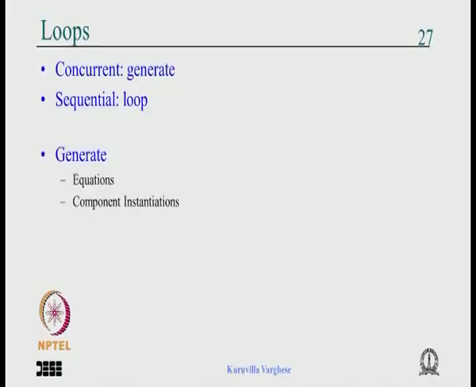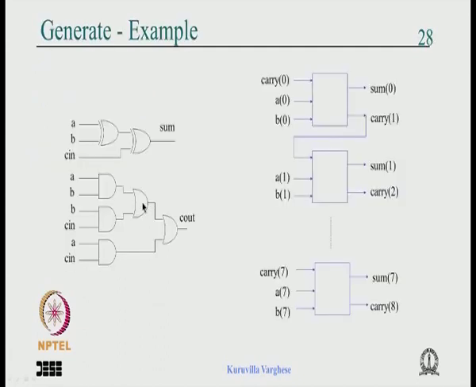And then we have seen the loops. The concurrent loop is generate, and the sequential loop is the for loop, and generate is used with equations. That means if you have a regular modular structure repeated in equations or in components, that can be easily compressed by the generate construct. That is the idea behind it.